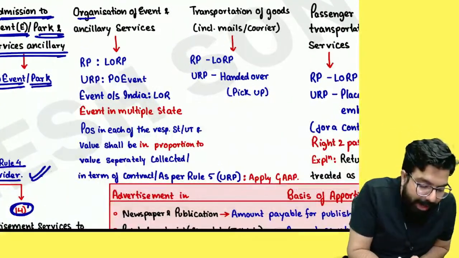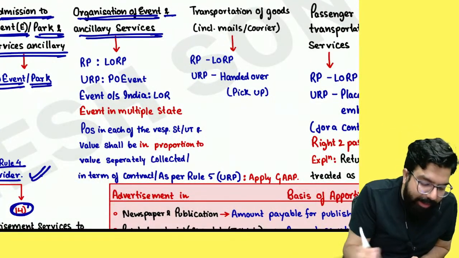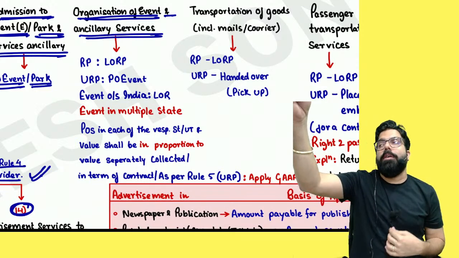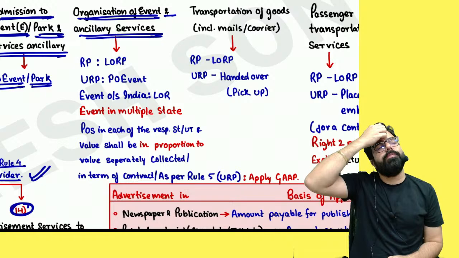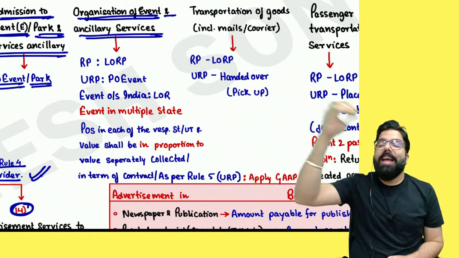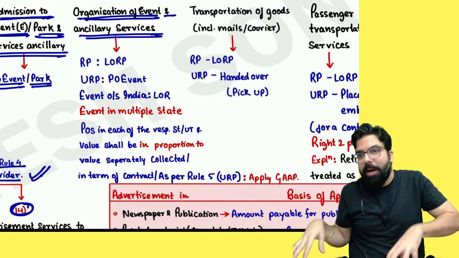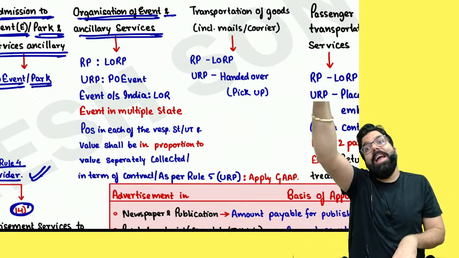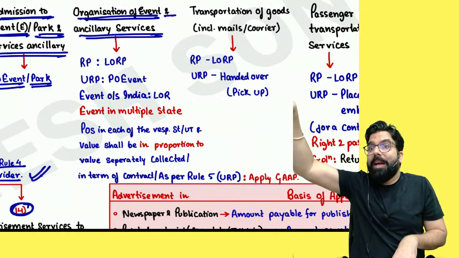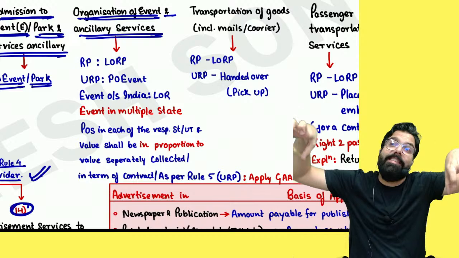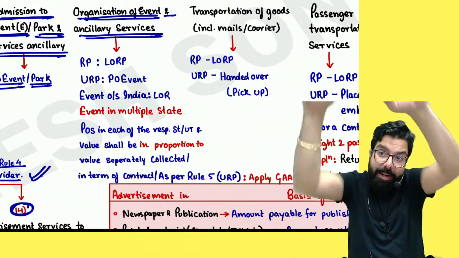Now, organizing an event or ancillary services. Organizing an event means what? Supposing, for an example, ICI went ahead and told me, Ramesh sir, can you organize an event for us? I am from Karnataka. For ICI I organize the event in Goa. But ICI is registered in the state of Karnataka only. I am also in Karnataka. ICI registered in Karnataka, event happened in Goa.